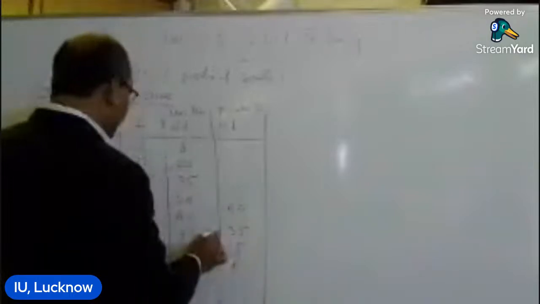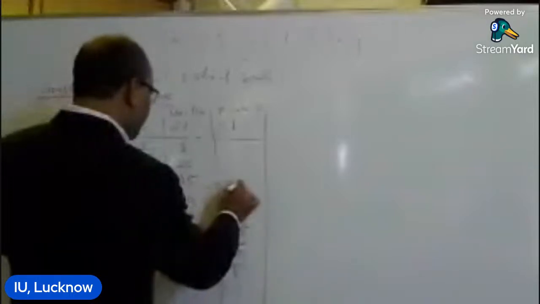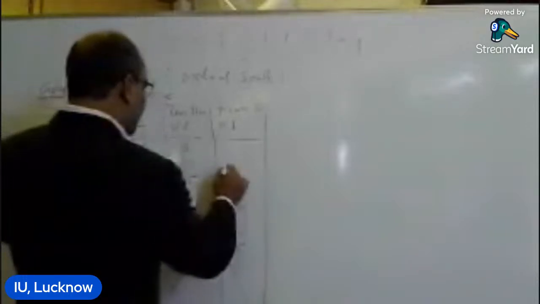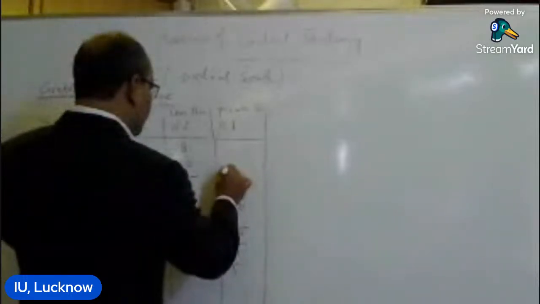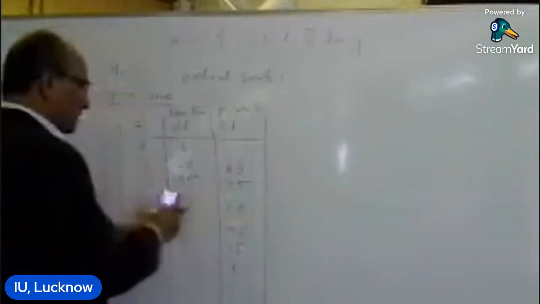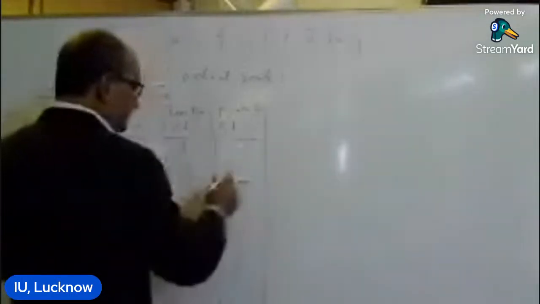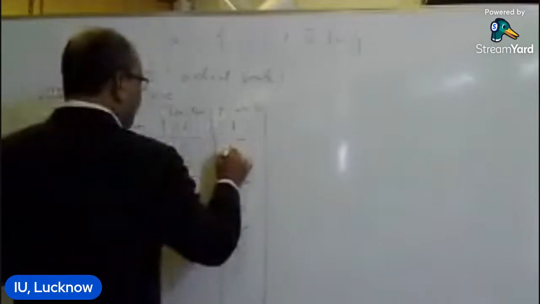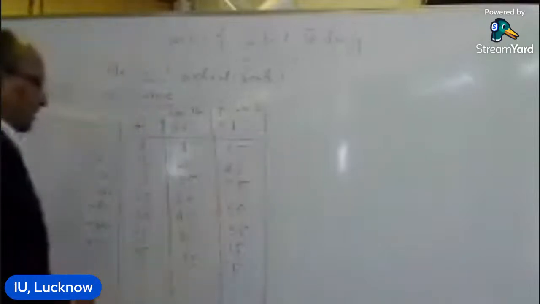This is the 75 and this is the 87, and this is the 95. Right, this is the less than type and this is the greater than type.